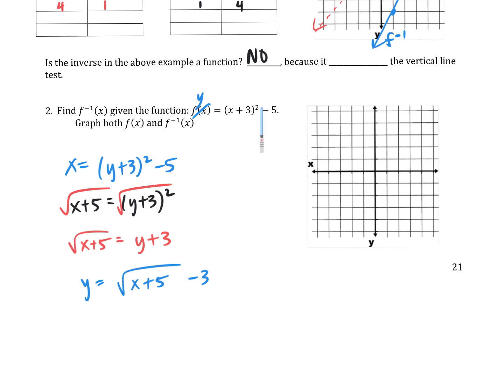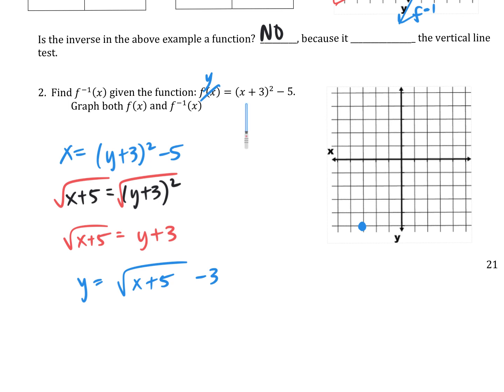Let's go to our original. What's my parent function of this guy? Which way are we taking my x squared? Left 3, down 5. Can we do that? Let's go left 3, down 5. Here's my new vertex of my original.